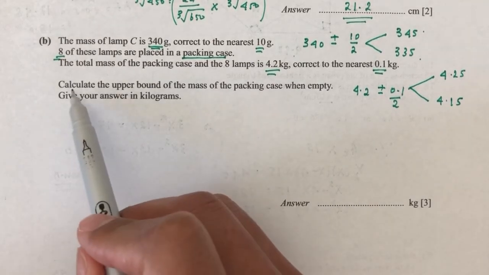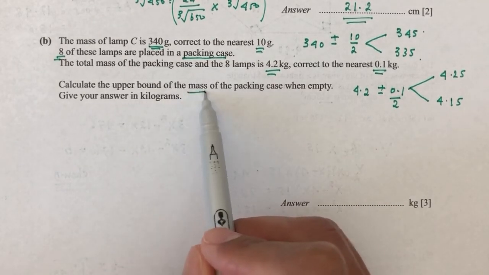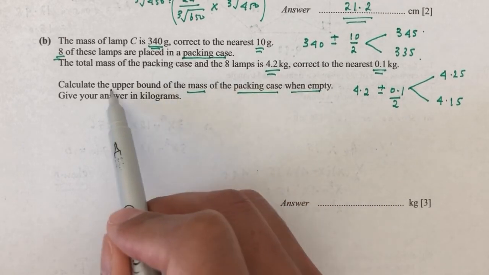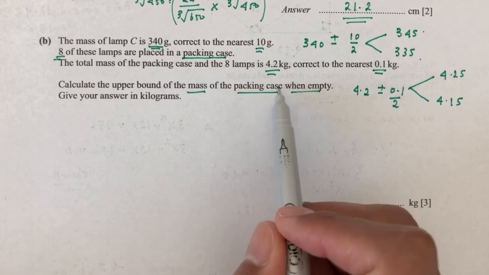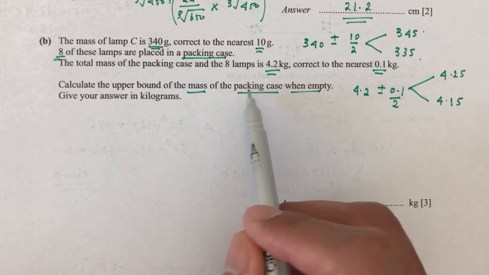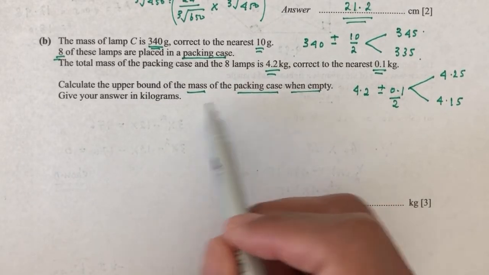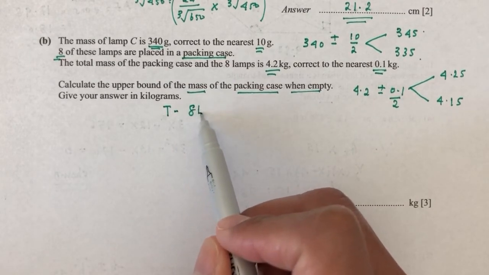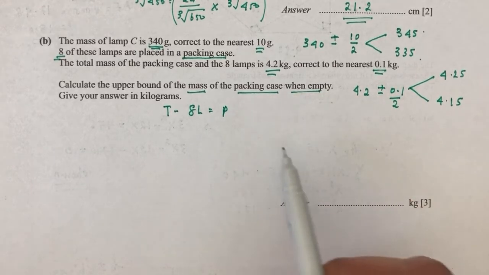Question is, calculate the upper bound of the mass of the packing case when empty. So we have to find the upper bound of the packing case. So how do you find the mass of the packing case? As you can see, you will first need to take the total mass minus the 8 lamps to find the packing case.